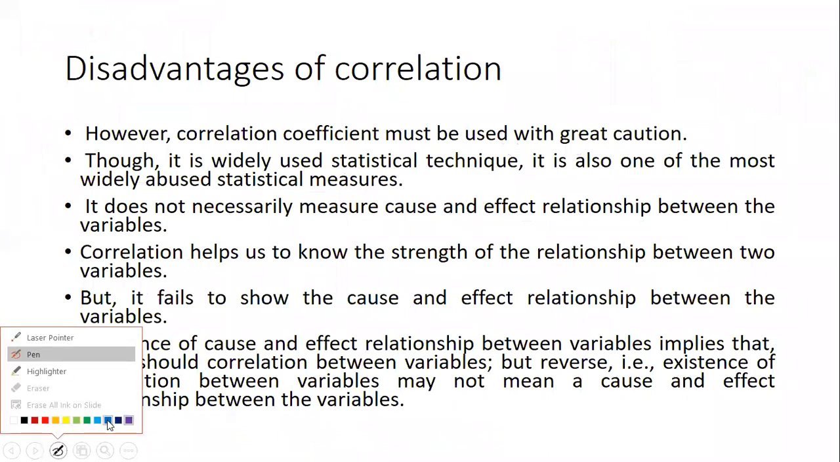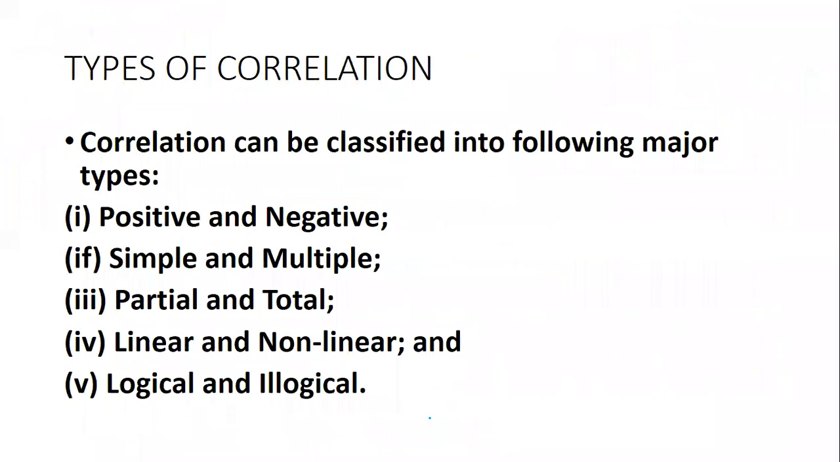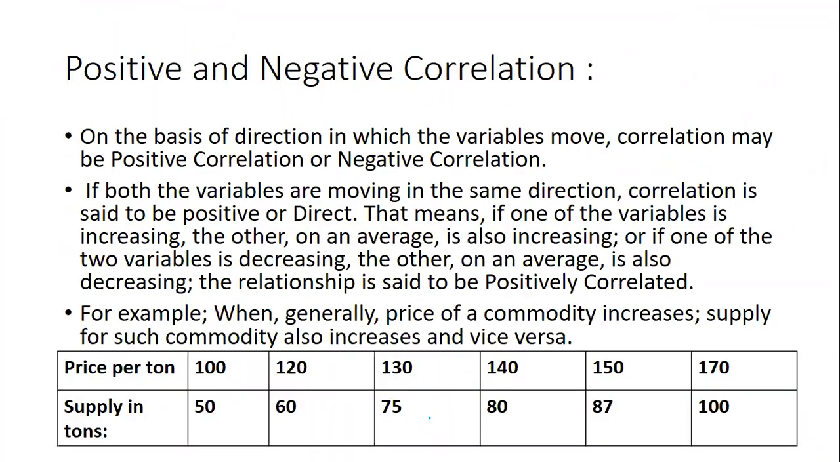Now let us understand a few of the types of correlation. Now what are the types? Correlation can be classified into 5 major types. The first one is positive and negative, simple and multiple, partial and total, linear and non-linear, logical and illogical. So let us see what is positive and negative. Now, on the basis of direction in which the variables move, correlation may be positive or negative. By seeing the data given below, we will be able to understand how the data is going to move in a positive or negative direction.